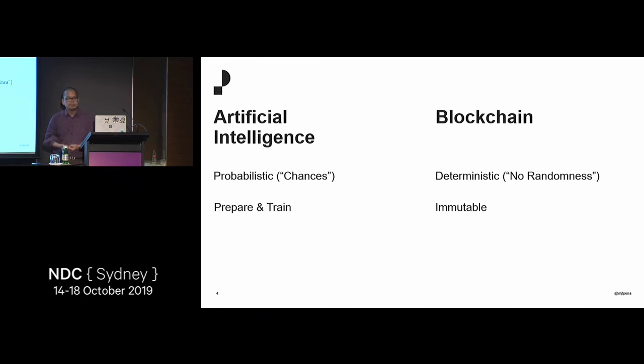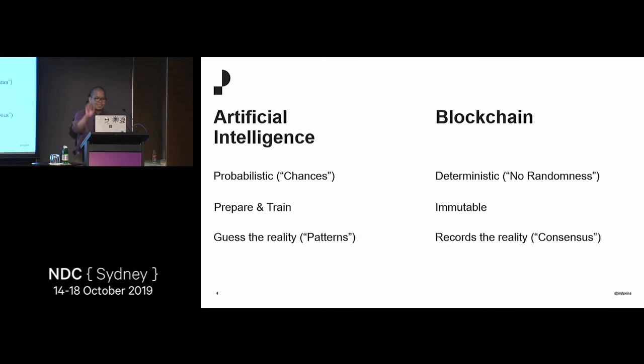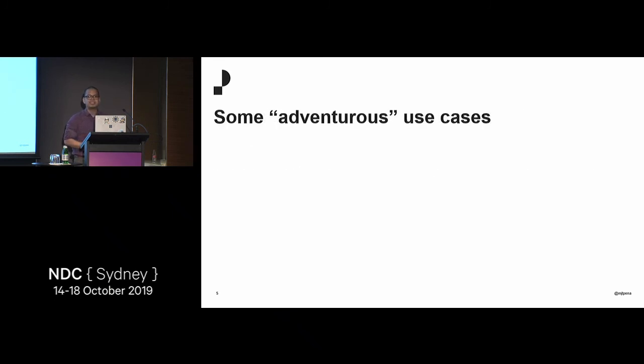However, in blockchain, it's immutable. Just like I mentioned earlier, everyone already agreed that this is the record. Everyone voted. Someone already verified this is the record. This is truth. Lastly, AI is about guessing the reality. It's understanding the pattern. However, blockchain is not guessing. It's about recording the reality. It's about consensus.